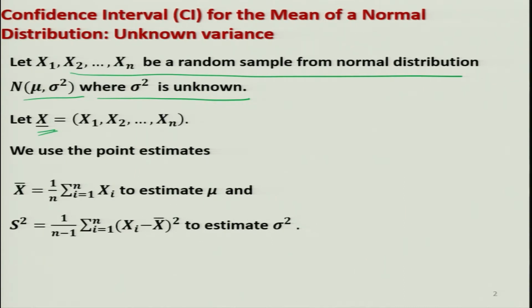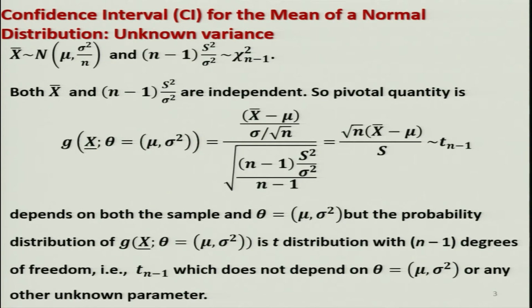The mu can be estimated by the sample mean, X bar equals 1 upon n summation i goes from 1 to n Xi, and the variance can be estimated by S square equals 1 upon n minus 1 summation i goes from 1 to n (Xi minus X bar) whole square. If you remember, the other form is 1 upon n summation i goes from 1 to n (Xi minus X bar) whole square. These are the point estimates. Now, we are more interested in finding the interval estimates for mu and sigma square.